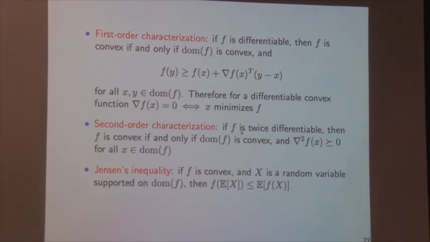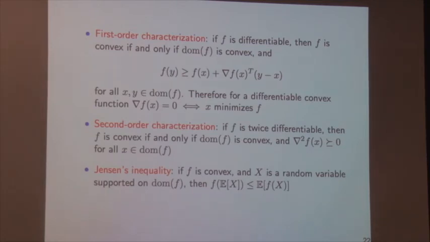Second order characterization has to do with the Hessian of a function. If f is twice differentiable, so its Hessian matrix exists, then it's convex if and only if the Hessian is positive semi-definite for all x. So remember, the Hessian is a matrix, whereas the gradient is a vector. Again, review this stuff if you've forgotten.